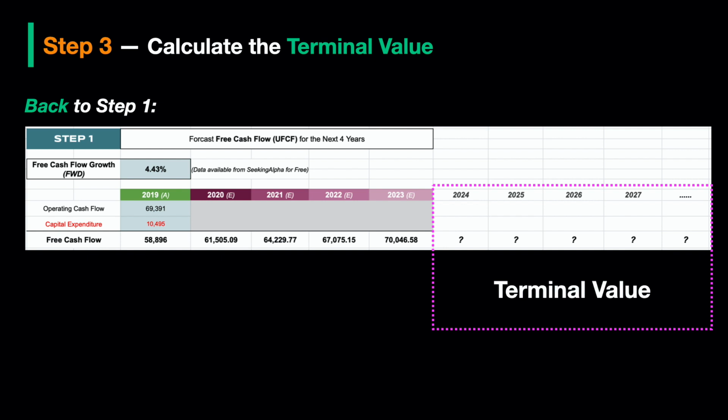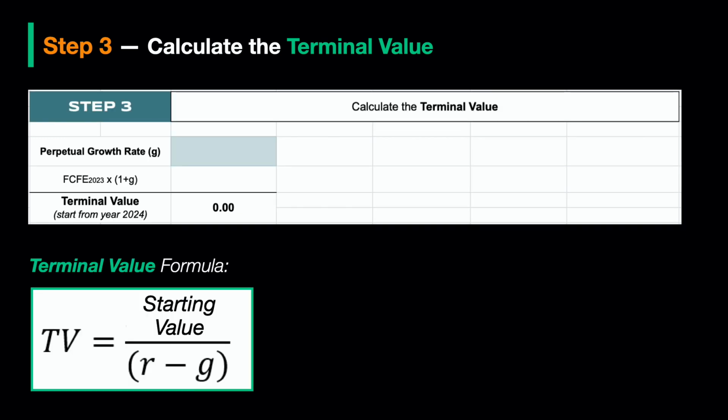Terminal value is the total value of this business' future cash flow combined after the final forecast period. Usually, we put the terminal value in the 5th forecast year or the 10th forecast year. In this case study, we put the terminal value in the 5th forecast year, which means we forecast the free cash flow for the first 4 years, and in the 5th year, we calculate the terminal value for the remaining of the years. This is the formula to calculate the terminal value. So basically, we need 3 numbers.